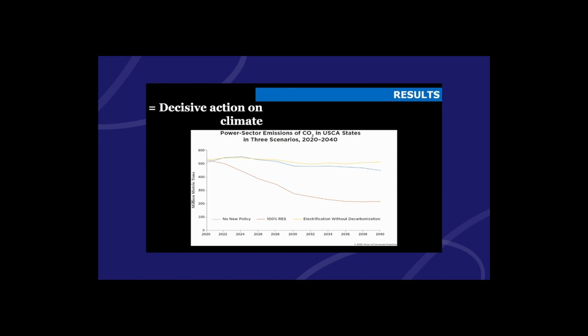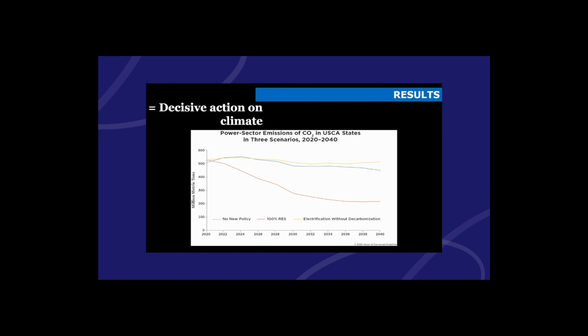The other thing that is important also, going back to the scenario of, let's focus on the sectors that are polluting the most. Let's put all the attention on transportation and buildings. Let's put on hold taking action on the grid. What you can see is that the results for that electrification without decarbonization scenario, the yellow line, we get plant emissions that are nearly 5 times higher for sulfur dioxide, more than 3 times higher for nitrogen oxides, and more than twice as high for CO2 by 2040 compared to our key policy case, which is the 100% RES scenario.